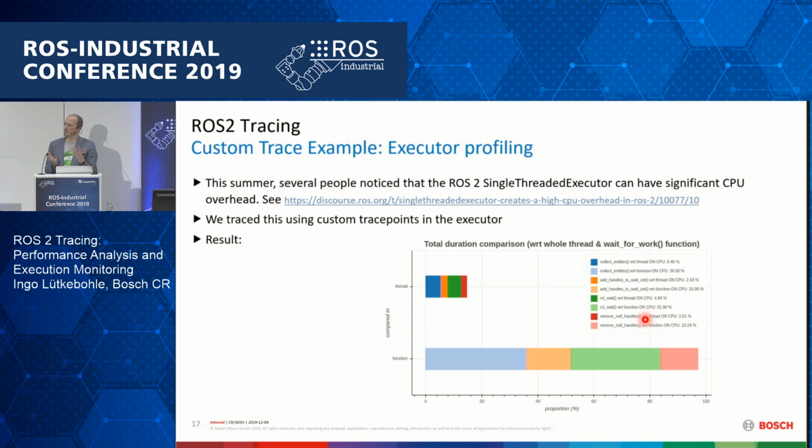And to give you a little bit more background on that, as Dashing was released, several people noticed that the ROS2 executor is actually not very efficient. I should say this depends very much on your workload. If you have a lot of very small functions, and if you have a lot of messages coming in, then the single-threaded executor adds a significant overhead. We knew this, but we didn't really know where it came from. So that's, again, perfect for tracing.